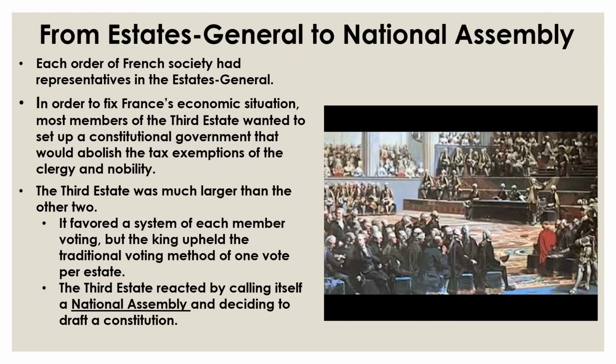The Third Estate reacted by starting to refer to itself as the National Assembly and deciding to try to draft a constitution on their own. This happened largely because Louis XVI, when he said he would not change the voting rights, decided to lock the members of the Third Estate, the delegates, out of the meeting. So they decided to meet on a nearby tennis court.